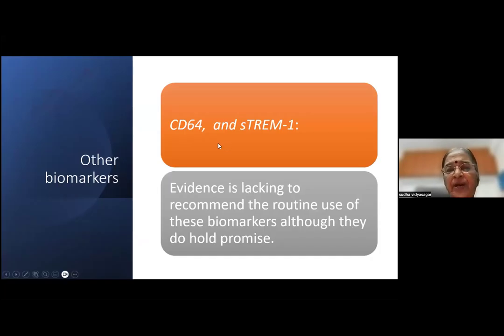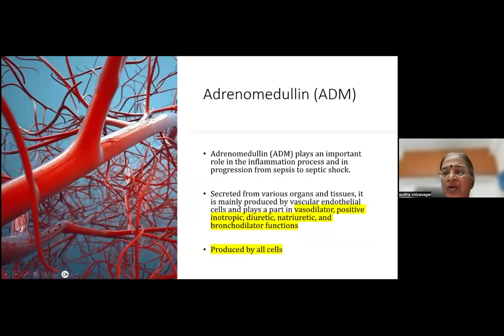There are other biomarkers like CD64 and STREM1, but the studies that are there for these are not very convincing. So that's why I have not gone into that. More and more data is emerging, and probably at some time in future, we will get more studies on this, and these may be used in the future. One exciting thing is what we call adenomedullin.